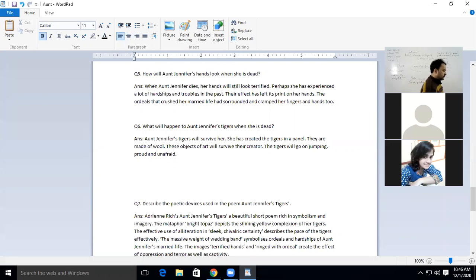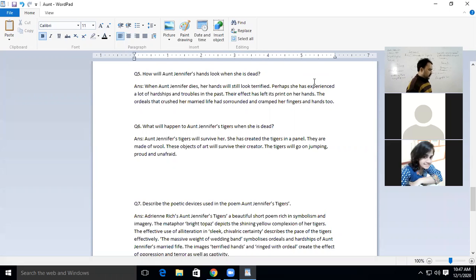It means that she will still be tied up with her husband's wedding ring, which was proof of the bad experience that she had experienced from her husband. And the desire for freedom and fearlessness, through her design of tigers that she has made with her hands, will still be there, which was not possible for her to achieve during her married life. So their effect has left its print on her hands. The ordeals that crushed her married life had surrounded and cramped her fingers and hands too. And the effect could still be seen there even when she is dead.